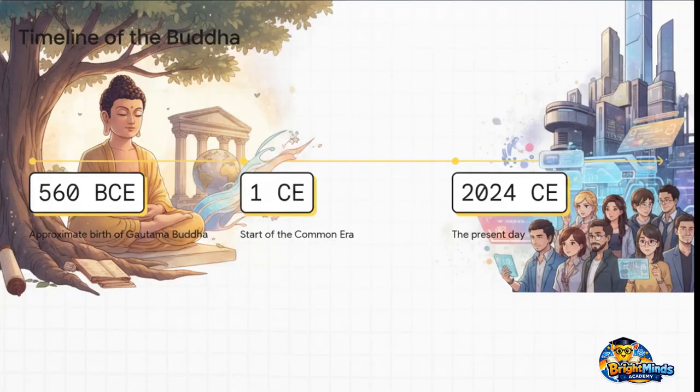Okay, let's actually apply this math to a real historical event. Let's take the birth of Gautama Buddha, which was approximately 560 BCE. If we assume our present year is 2024 CE, we take 560, we add 2024, and then we subtract 1. Boom. That gives us 2,583 years ago. When you hear a number like that, it really puts the massive expanse of human civilization into perspective, doesn't it?